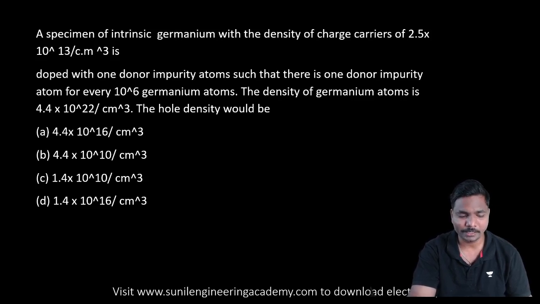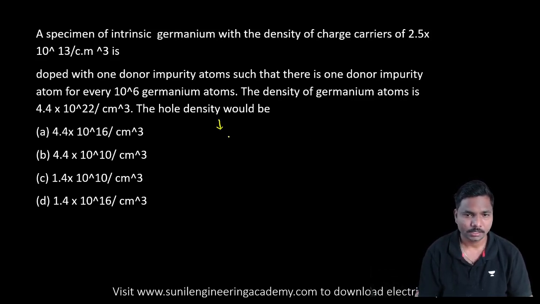The density of germanium atoms is 4.4 into 10 power 22 per centimeter cube. The hole density is dash. They are asking for P. Okay, so we know NP is equal to Ni square.